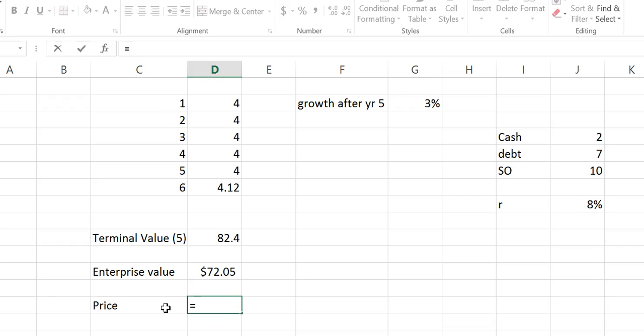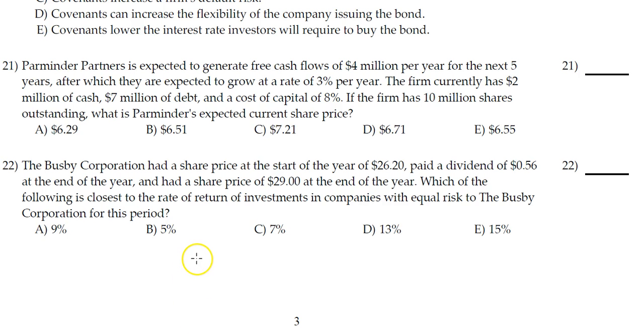And then finally I can compute the price. The price of the stock is equal to enterprise value minus debt, which is 7, plus cash, which is 2, and I divide it by shares outstanding. And that gives me a share price of 6.705, which is answer D, because 6.705 can be rounded up to 6.71.